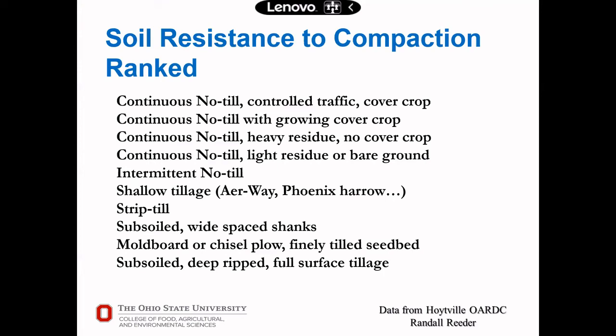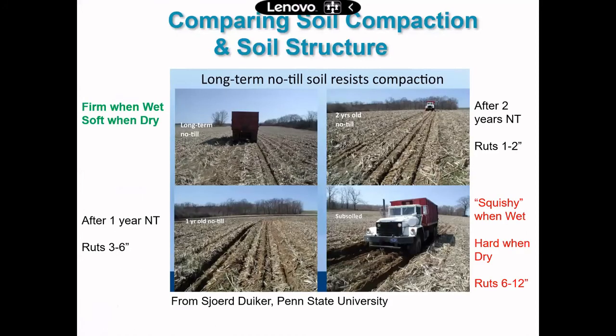Intermittent no-till, that would be your rotational no-till. And then it depends on how much residue: light residue on bare ground versus heavy residue with no cover crop, and then continuous no-till with a growing cover crop. And then the ultimate situation is where we do continuous no-till, controlled traffic, and a cover crop. That's going to give us the best soil structure over time. So this is the way that we looked at this system.